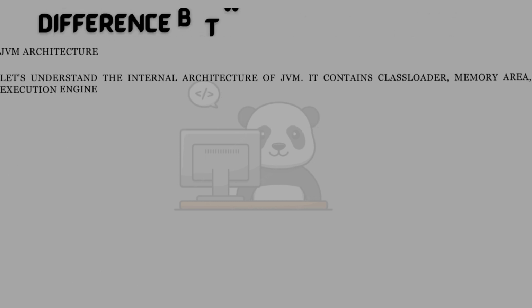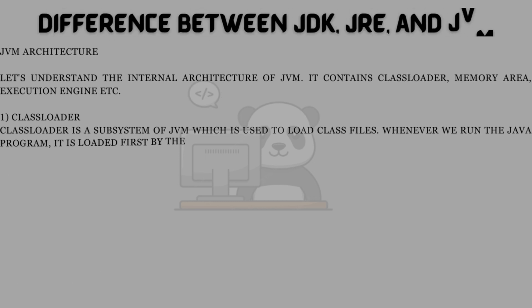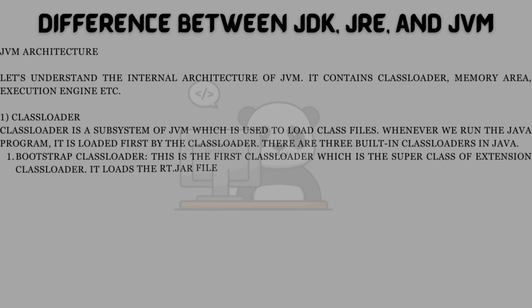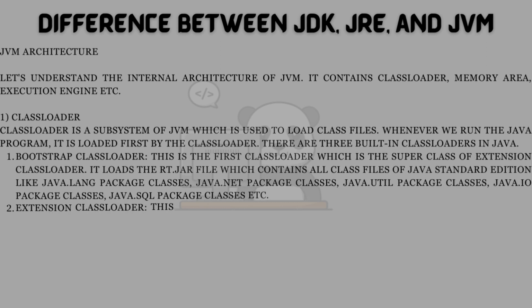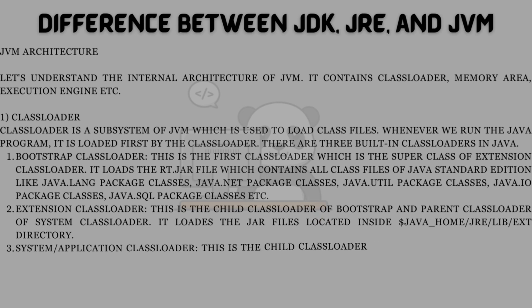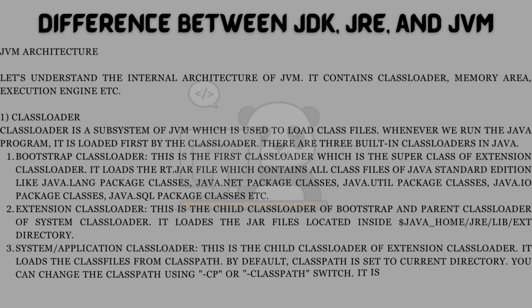JVM architecture. Let's understand the internal architecture of JVM. It contains class loader, memory area, execution engine, etc. 1. Class loader. Class loader is a subsystem of JVM which is used to load class files. Whenever we run the Java program, it is loaded first by the class loader. There are three built-in class loaders in Java. Bootstrap class loader. This is the first class loader, which is the superclass of extension class loader.